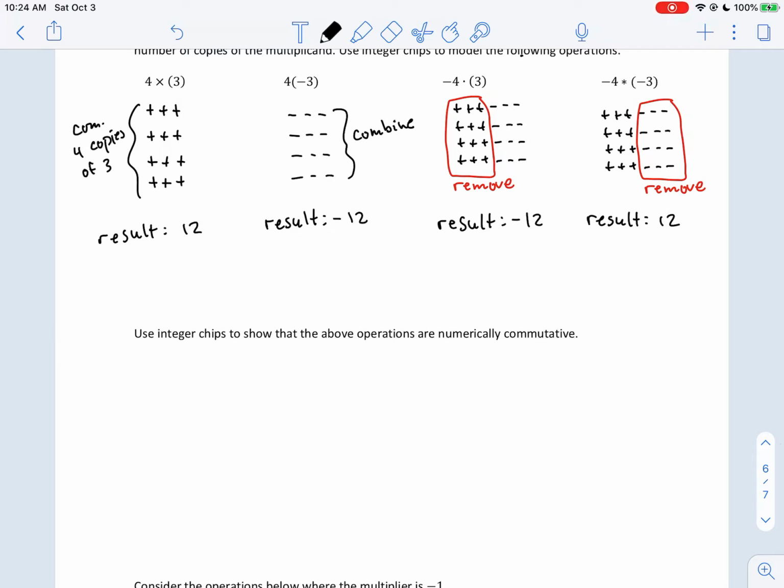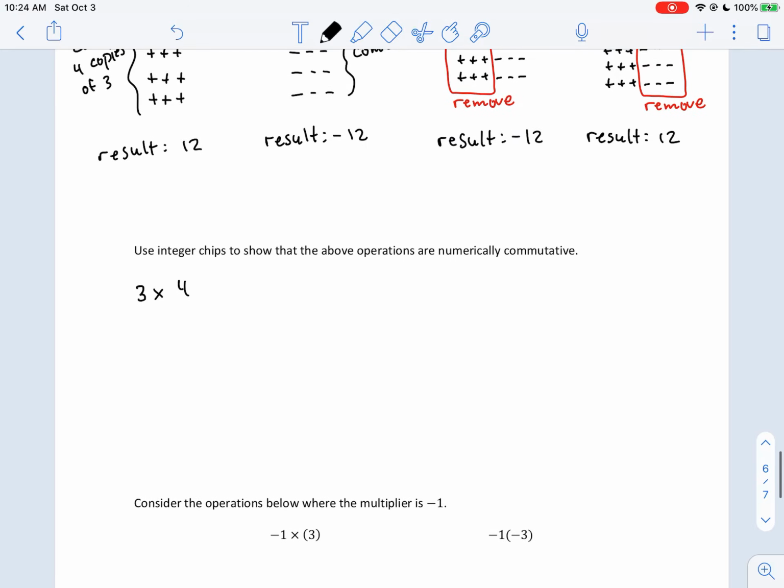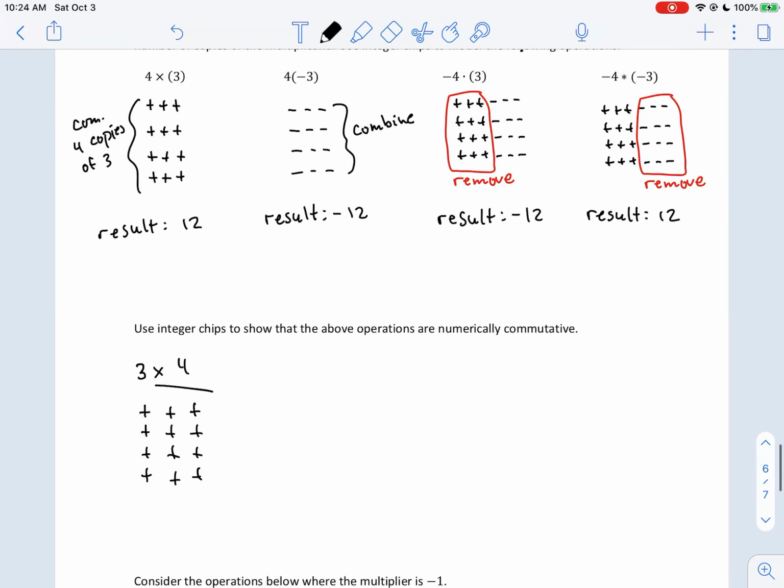Okay, so let's do these all backwards. Let's do 3 times 4. Well, this means combine 3 copies of 4. And I'll just do vertical. There's a copy of 4, second copy of 4, third copy of 4. Because I'm just doing them vertical, you can see that in the end I have 12. I have the exact same shape I made right there.